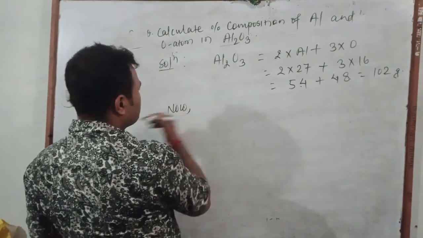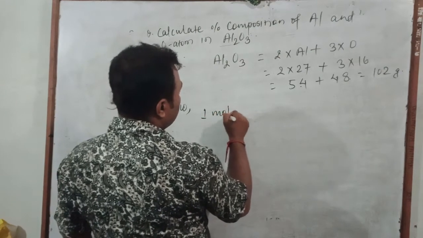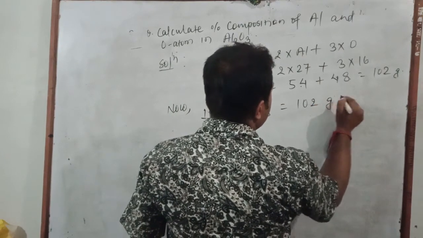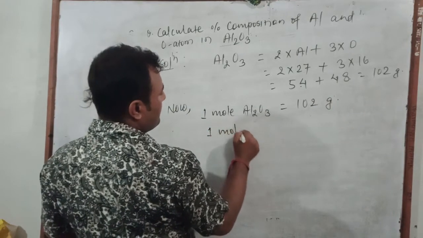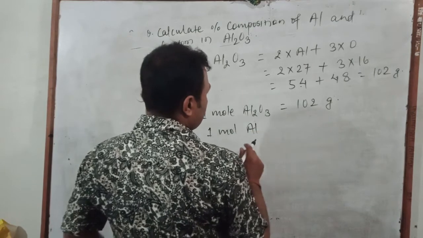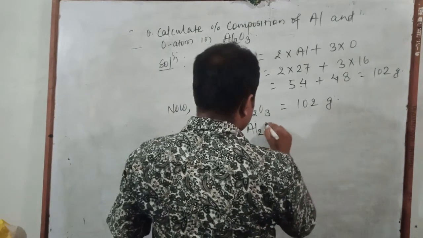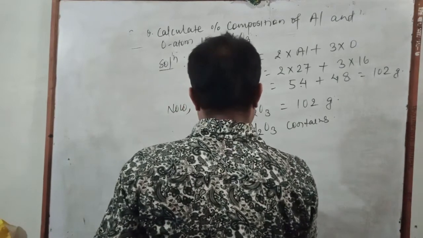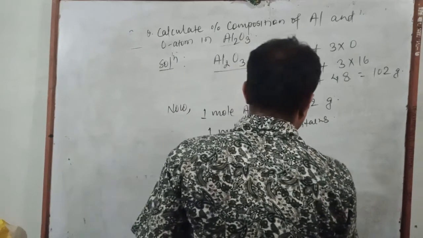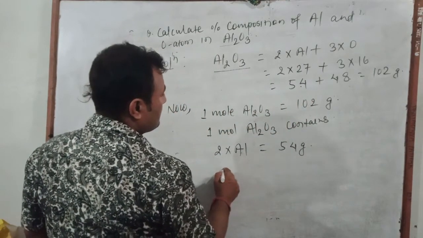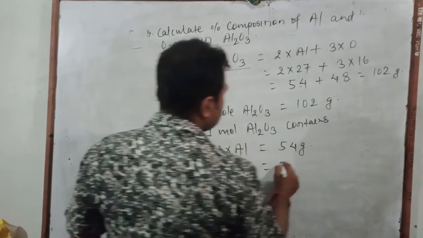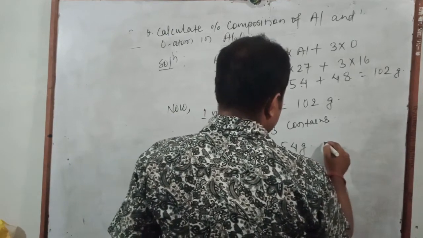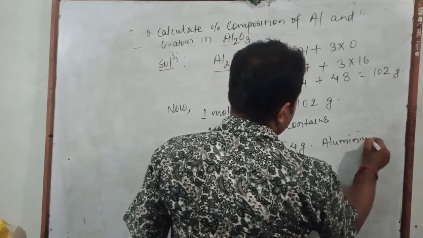Now 1 mole of aluminum oxide is equal to 102 gram. 1 mole of aluminum oxide contains how much aluminum? 2 into Al equals 54 gram of aluminum. 3 into O is 48 gram of oxygen.